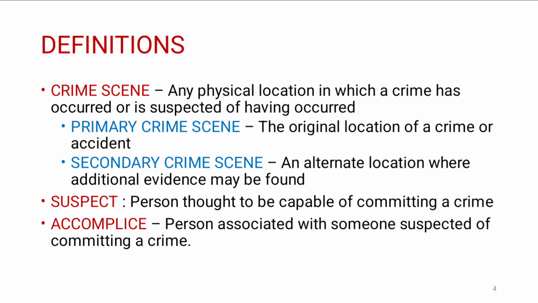So, some basic definitions. A crime scene is any physical location in which crime has occurred or is suspected to have occurred. You could have a primary or secondary crime scene. The primary one is the original location of the crime or accident, and the secondary location is an alternate location where additional evidence might be found. The suspect is a person thought to be capable of committing a crime, and an accomplice is a person who is associated with someone suspected to have committed or to be committing a crime.